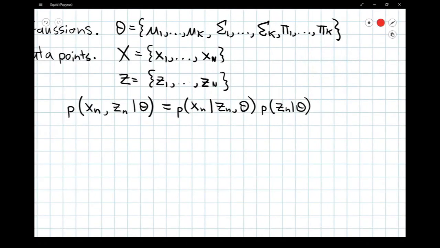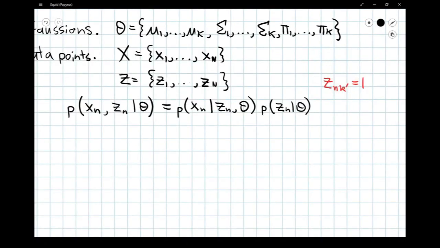Now remember that we use Zn to represent which Gaussian was used to generate Xn. So every element of Zn will be equal to 0, except for one. For example, if Znk' is equal to 1, then it means that it's this Gaussian that was used to generate the point Xn.